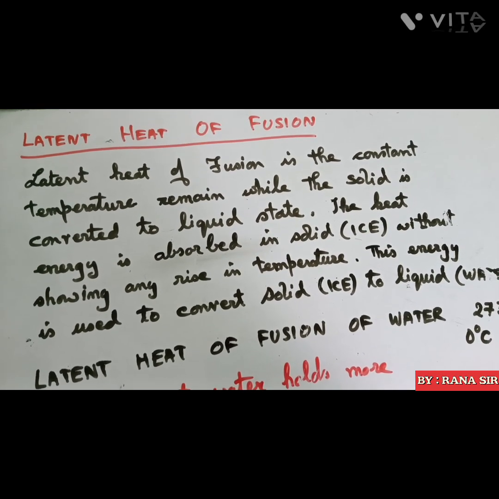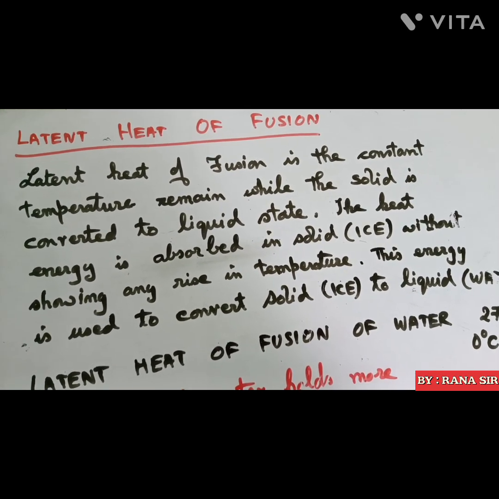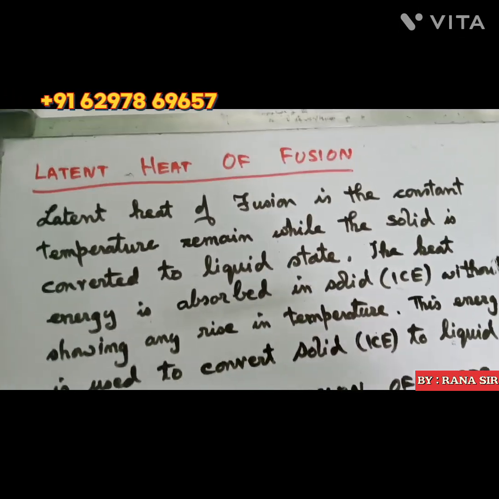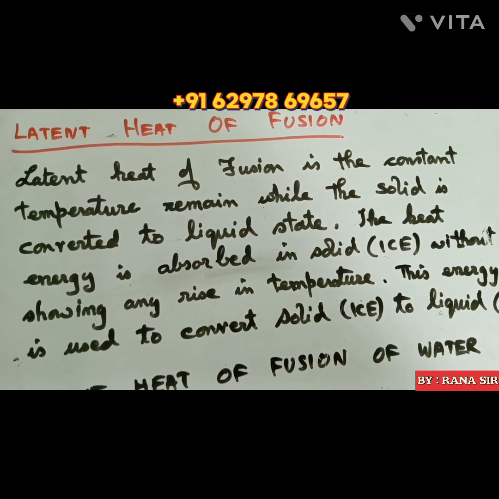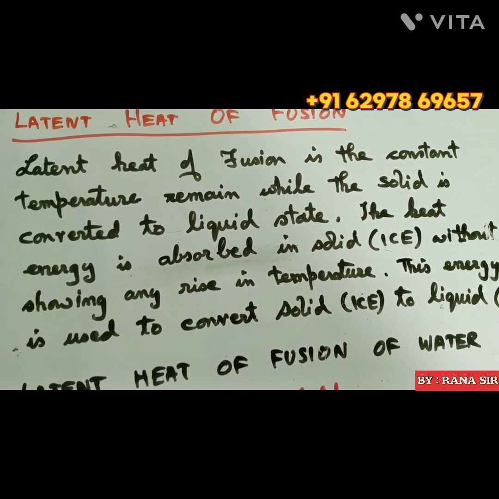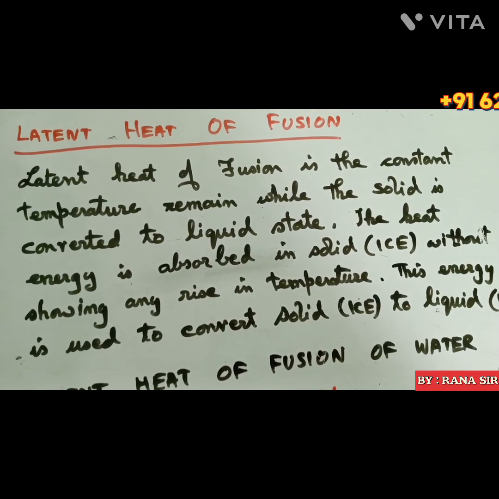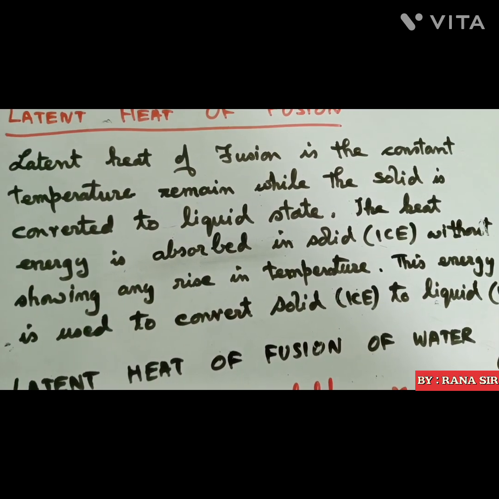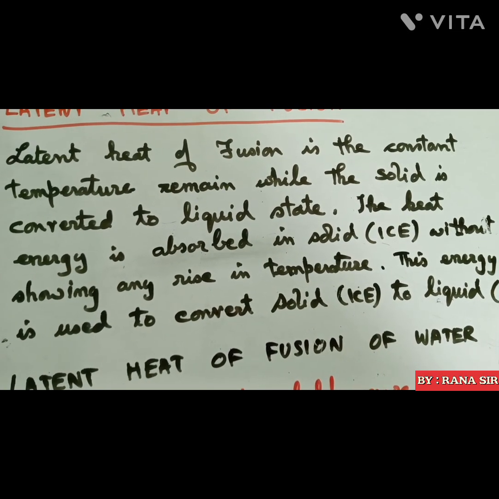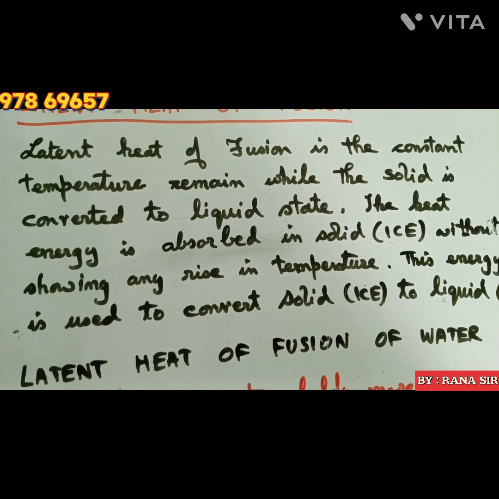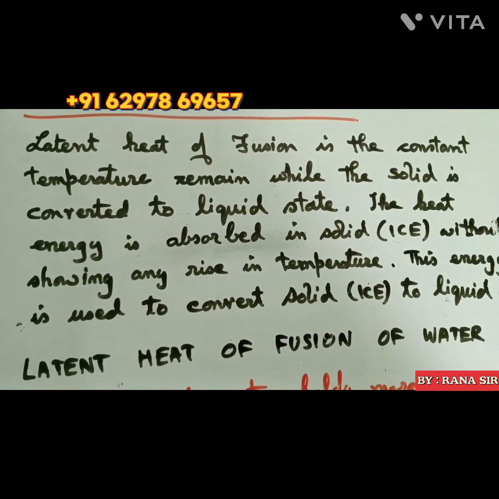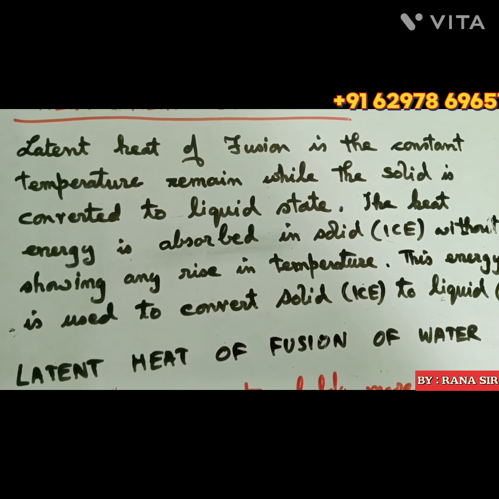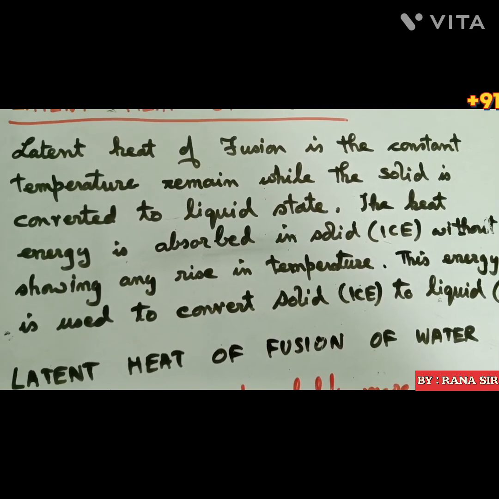So we'll discuss the latent heat of fusion. What is the meaning of latent? Latent means hidden. The heat energy which is hidden, it is not measured. So latent heat of fusion is the constant temperature which remains while the solid is converted to liquid state. When the solid is converted into liquid state, the temperature remains constant. That constant temperature is called latent heat of fusion.